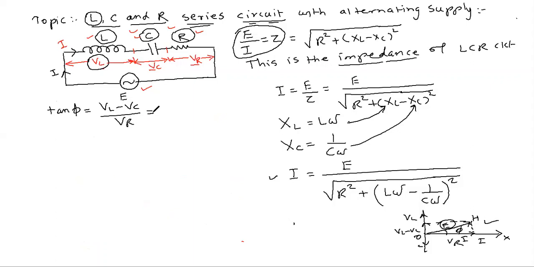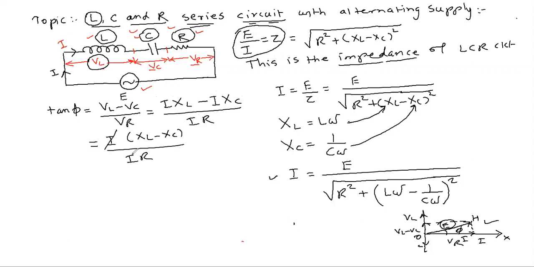Or if I want to replace the value of this potential difference, then I can write here VL as I into XL minus I into XC divided by IR. So take out this I common and cancel from numerator and denominator. So I into XL minus XC upon I into R. Getting this term cancelled, I will get XL minus XC upon R, that is here tan phi.